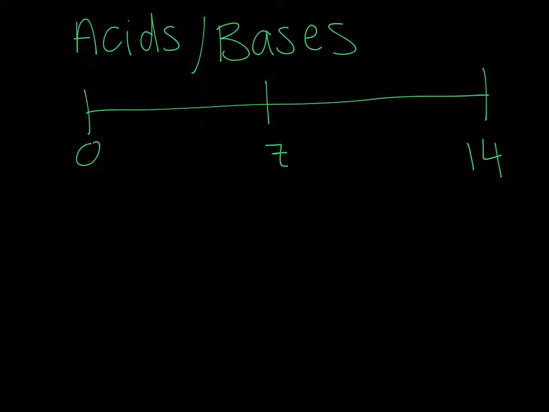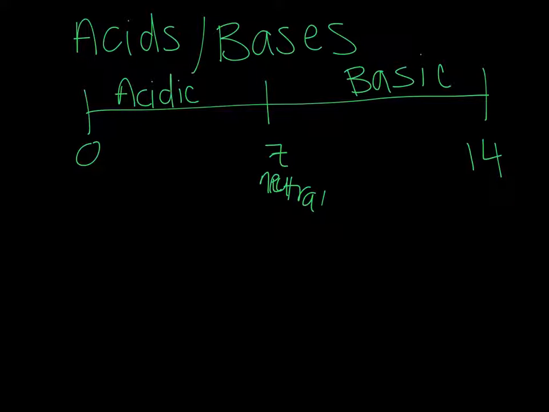Which side of the pH scale is basic on? Everybody's pointing this way. All right, the 7 to 14. There you go. So this is your basic side. This is your acidic side. And 7 is your neutral, where water usually is.